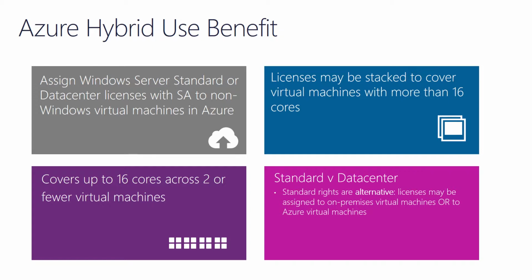And how do the datacenter rights differ? Well, the rights associated with the Windows Server Datacenter license are known as additive, and this means that you can keep your licenses assigned to on-premises servers and use them to license Azure virtual machines. Be aware that although the datacenter license does give unlimited virtualization rights in an on-premises deployment, it must obey the 16-core rule across 2 virtual machines in Azure.